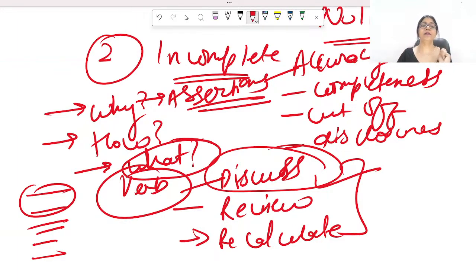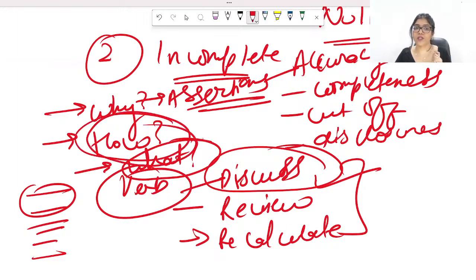So I hope that is clear. Then, talking about the how question: if you are discussing, how are you going to do that? Are you discussing with the management? Are you discussing with the finance director? Are you discussing with the external auditor? Sorry, the internal auditor. Whom are you discussing with?